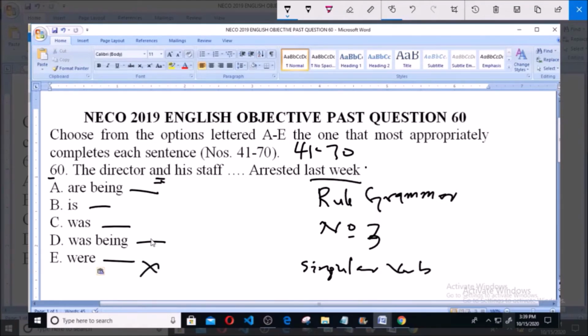No, it cannot be "is", because we are talking of past tense. Then "are being", no. Then we cannot say "was being". "Was arrested last week", so the director and his staff was arrested last week. So option C is correct.